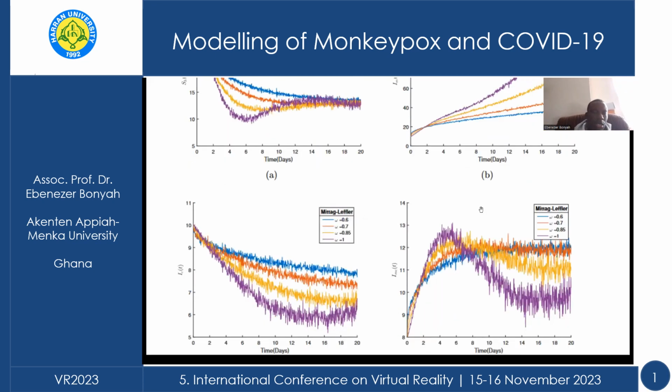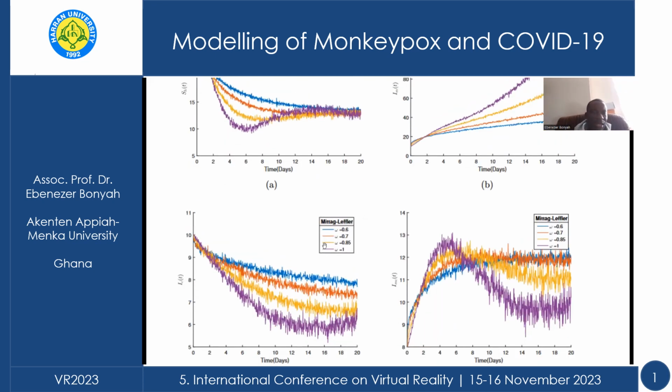Okay? Now let's also look at what is happening in the human compartment, those who have COVID. And the situation is the opposite here. What's happening here is that as the fractional order moves from 0.6 towards 1, the number of people getting infected are reducing. It is possible.